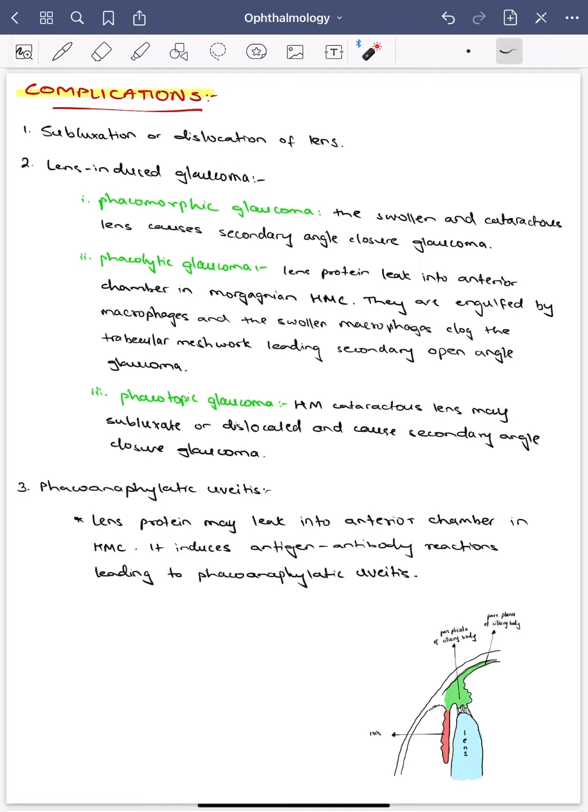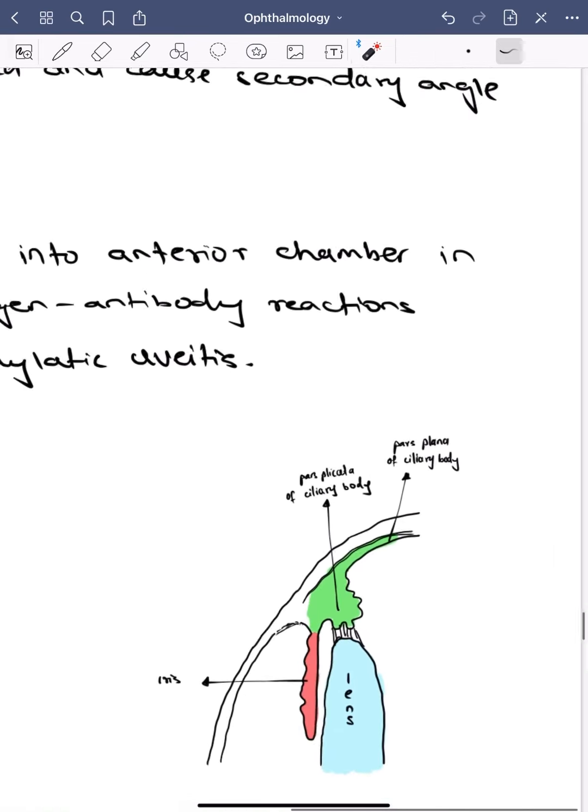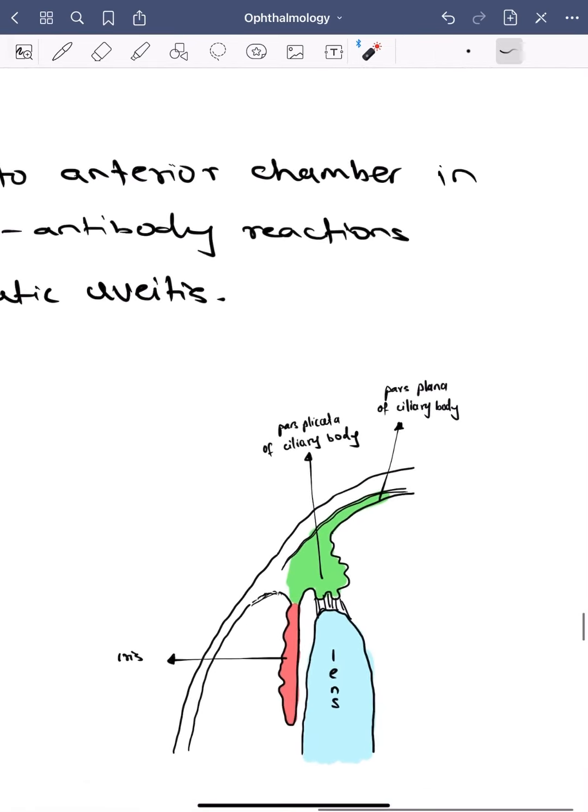Now the first is subluxation or dislocation of lens. Now this can lead to lens-induced glaucoma. Glaucoma will be discussed in detail in another lecture, but for now a basic idea. The normal flow of aqueous humor, which is produced from the ciliary body, is through the posterior chamber into the anterior chamber and out through the trabecular meshwork, which is present at the iridocorneal junction.